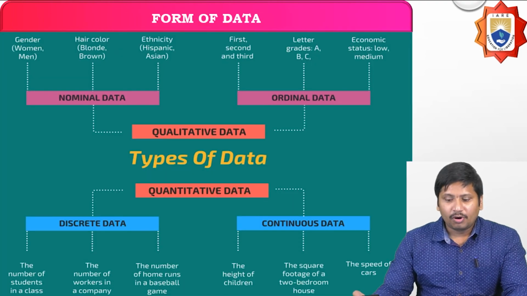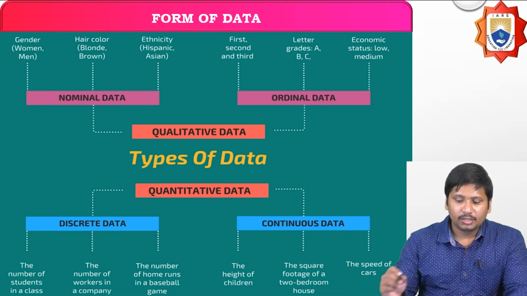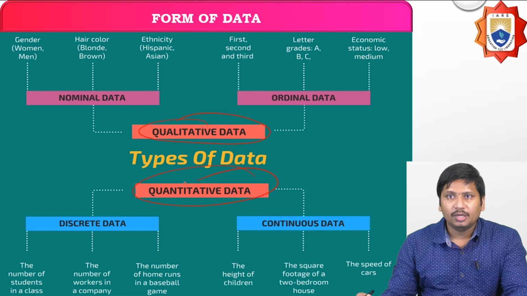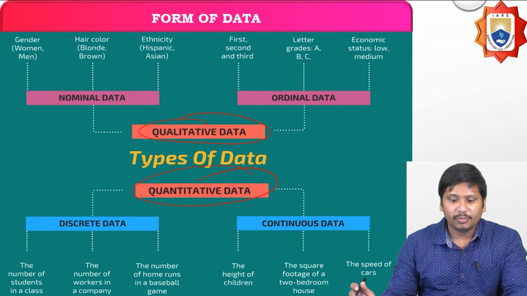So these are the various forms of data. Normally the data is either qualitative or quantitative. Qualitative data again has two types, nominal and ordinal. Nominal means gender, men, women, hair color, blonde or brown, and ethnicity, Hispanic or Asian. Whereas ordinal means first, second and third, letter grades like A, B, C, and economic status, low, medium, high.